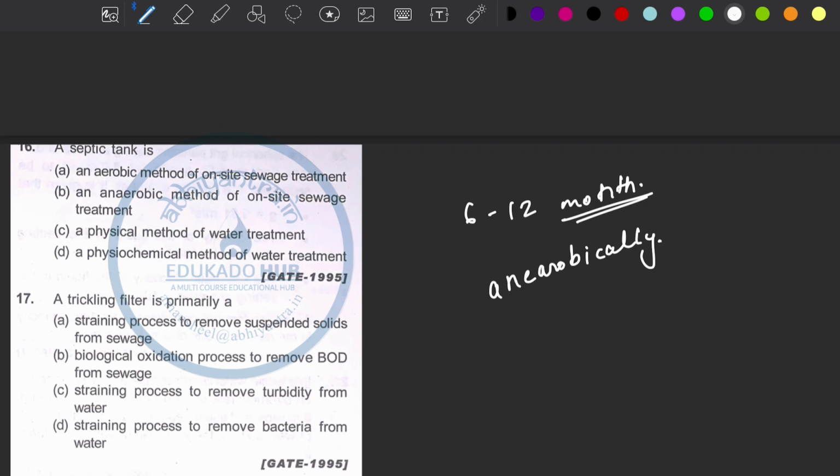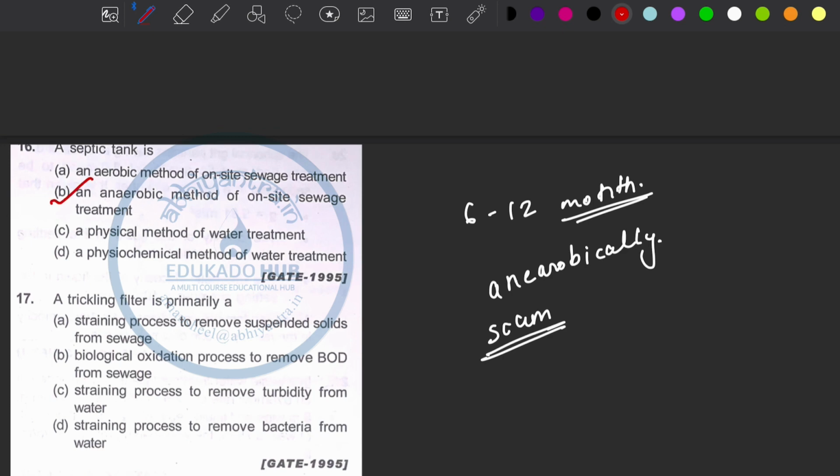A septic tank is in our own households also. Raw sewage directly enters the septic tank and the sludge settles at the bottom of the tank, and oil and grease rise to the top surface as scum. So a septic tank is a process in which sewage settles down and anaerobic reaction happens. So the correct option is option B, an anaerobic method for on-site sewage treatment.